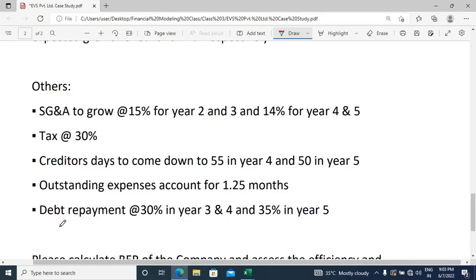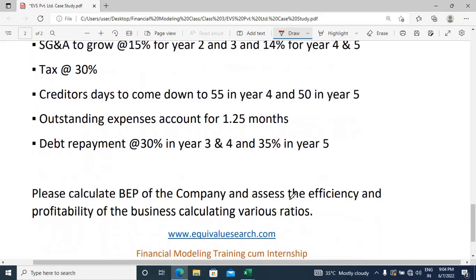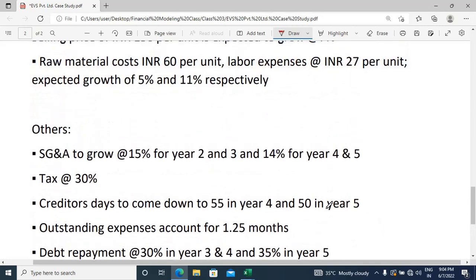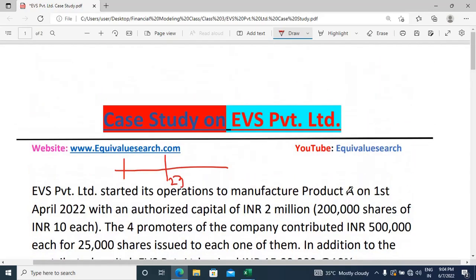Then debt repayment at the rate of 30% in year 3 and 4 and 35% in year 5. In the first year end, what will we pay? 20%. It was mentioned there. Then there is another question given here, which I will explain and take you through later, once we are done with all this information.